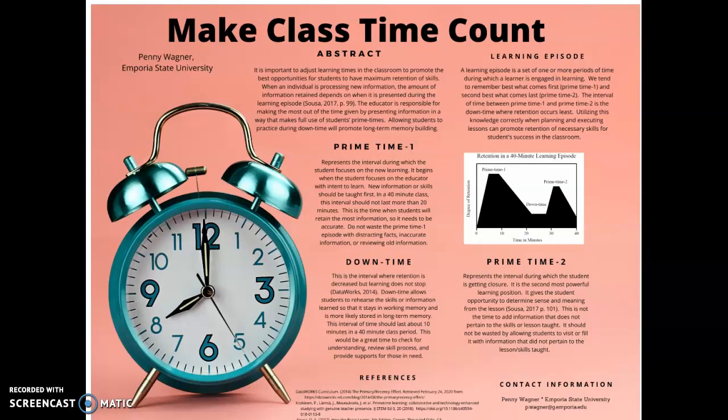If your class is longer than 40 minutes, you will find that you will need to chunk your lesson, providing additional downtimes. By breaking it up into 3 or 4 20-minute learning segments, the students can be much more productive. So, take the time and make your class time count.